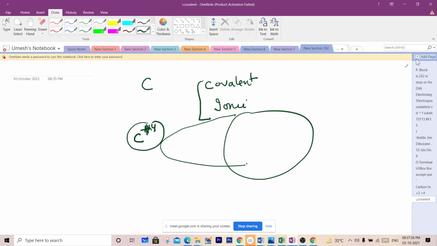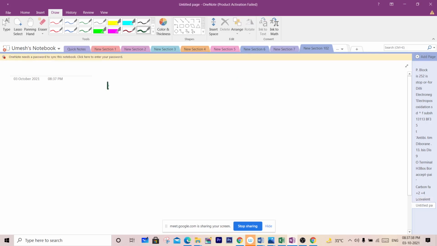Now, let's try reducing nature. Can you tell me what is meant by the word reduction?